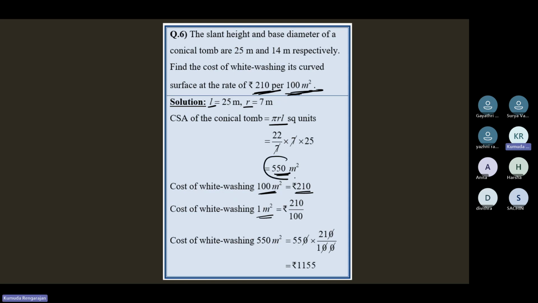So the cost of whitewashing 550 meters square will be 550 into 210 by 100. Because 1 meter square is this, so 550 meters square will be 550 into this one.